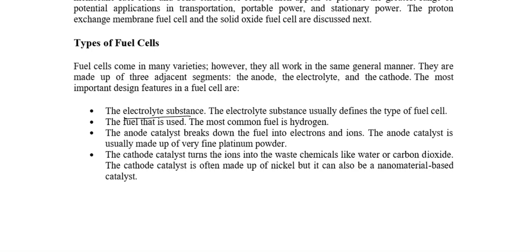The fuel is used, and obviously the most common fuel, as I've said earlier, is hydrogen. The anode catalyst breaks down the fuel into electrons and ions. The anode catalyst is usually made of very fine platinum powder, when we are talking about the PEMFC rather than the other types of fuel cell. The cathode catalyst turns the ions into waste chemicals like water or carbon dioxide. The cathode is actually quite cheap. It is made of nickel or nano-based catalyst.